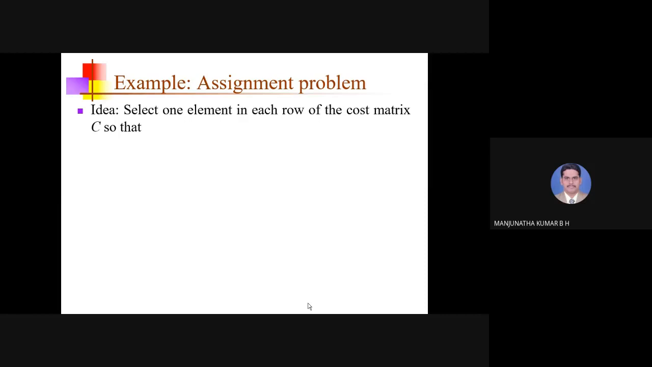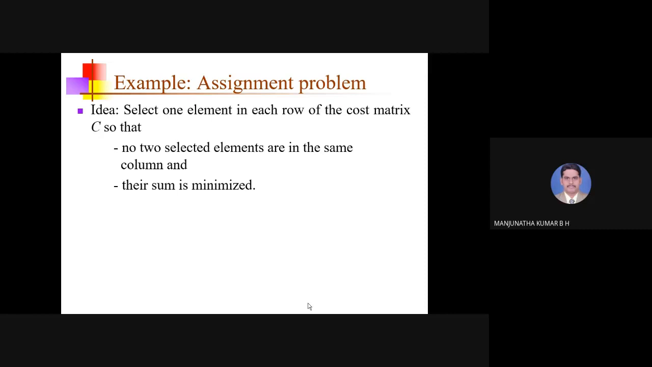The idea to calculate the bound value is to select one element in each row of the cost matrix C, so that no two selected elements are in the same column. That is one thing, and their sum should be minimum. Let me repeat this. If you are assigning a job to a person, you have to understand these two conditions. One is that no two selected elements are in the same column.